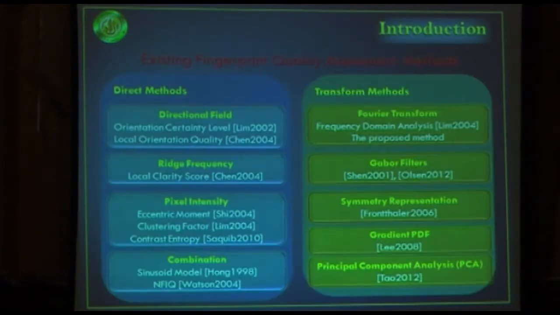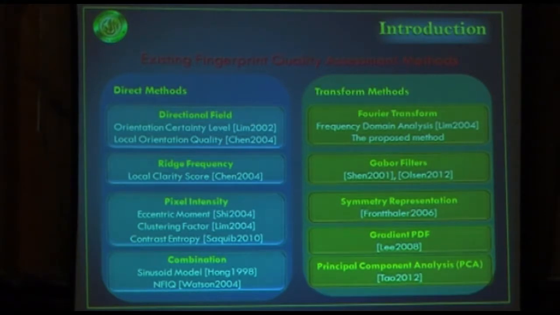Okay, this is the literature review. Existing fingerprint quality assessment methods can be classified into two types: the direct method and the transform method. The direct method tries to capture features directly from an image and then convert them into some quality measure, for example directional field, ridge frequency, and pixel intensity. These are the three features that most people use. And then there are some combinations, for example NFIQ, which use all of these to make a quality measure.